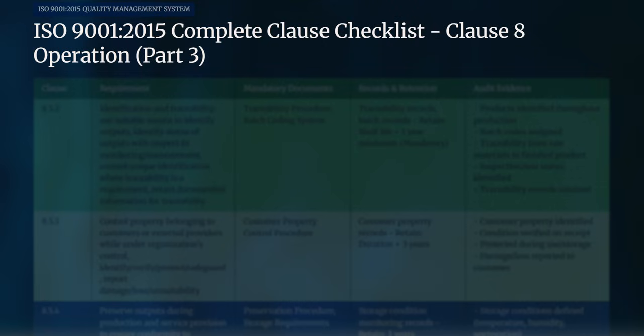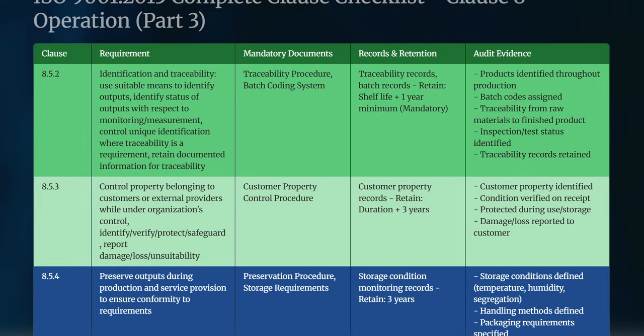And we continue with the ISO 9001:2015 complete clause checklist. Now we are in clause 8, operations, part 3. Clause 8.5.2 requires identification and traceability, which means you need to use suitable means to identify outputs and identify the status of outputs with respect to monitoring and measurement, control unique identification where traceability is a requirement, and retain documented information for traceability.